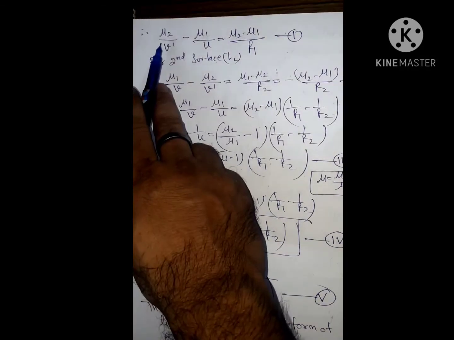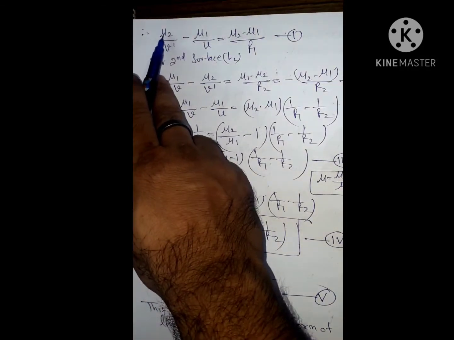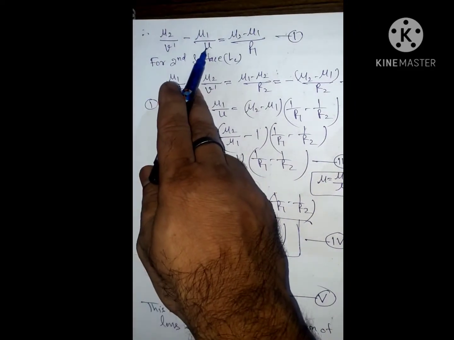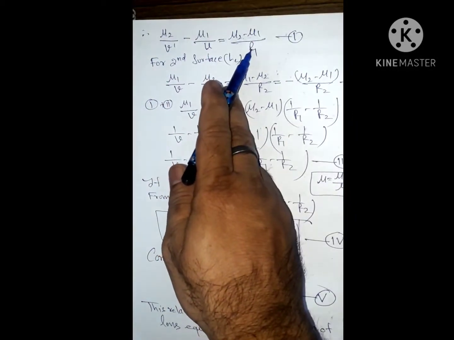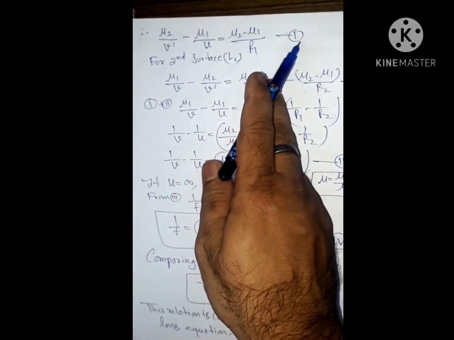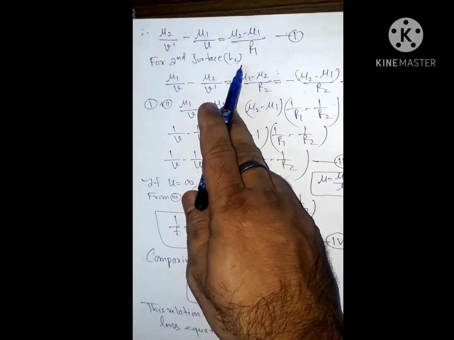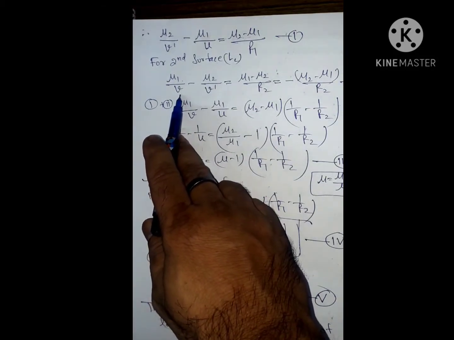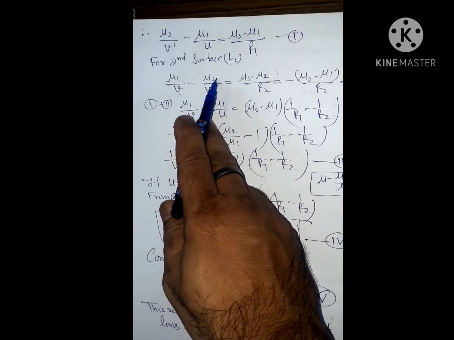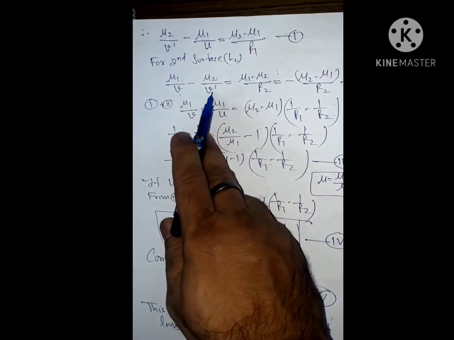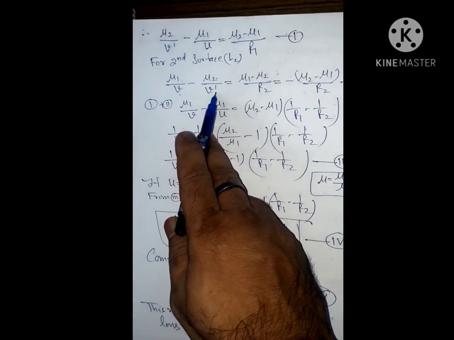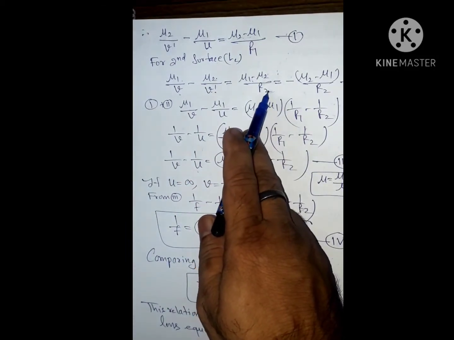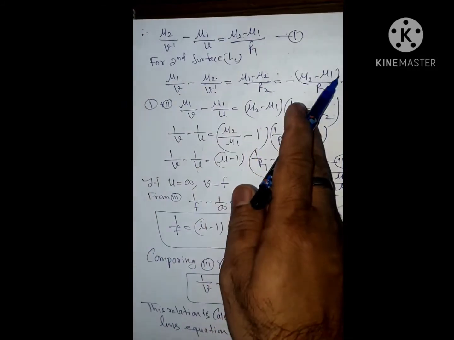Okay. Now for the L1 surface: mu2 upon v dash, because the image distance is v dash, minus mu1 upon u, where u is the object distance, is equal to mu2 minus mu1 upon R1. R1 is the radius of curvature for the first surface. Let it be equation number 1. For the second surface L2: mu1 upon v, minus mu2 upon v dash, because of the virtual object, object distance is v dash, is equal to mu1 minus mu2 upon R2. R2 is the radius of curvature for the second surface. Let it be equation number 2.